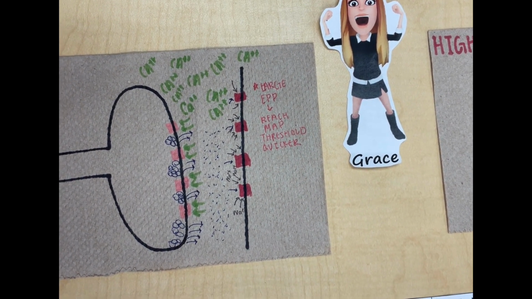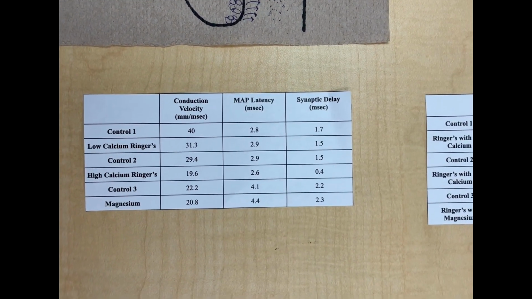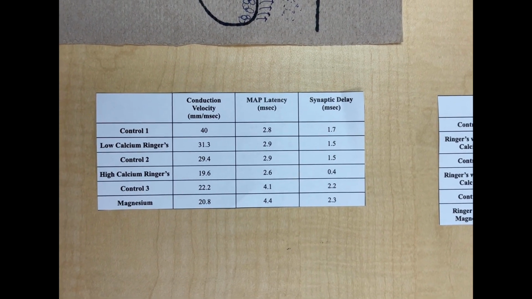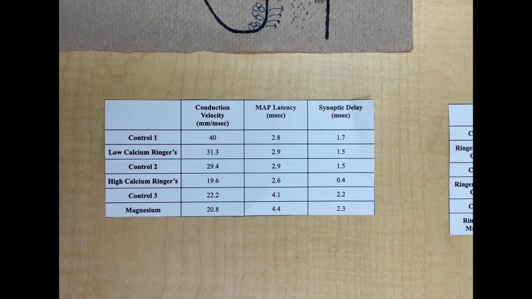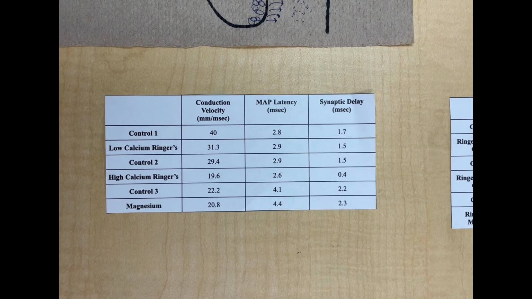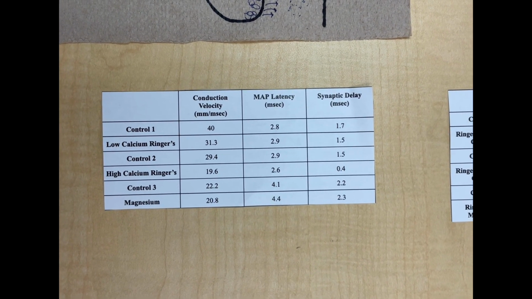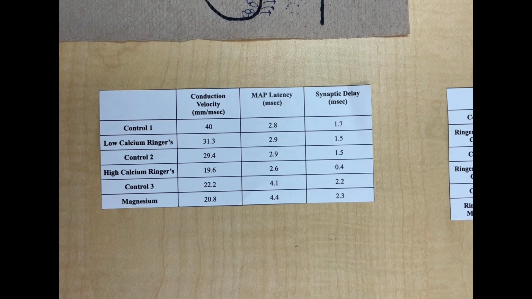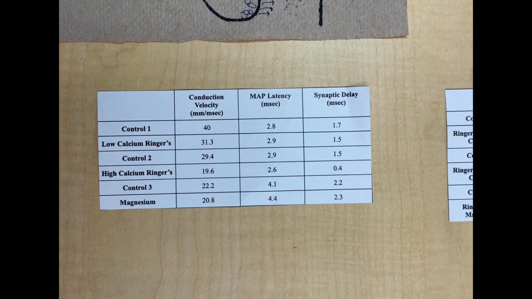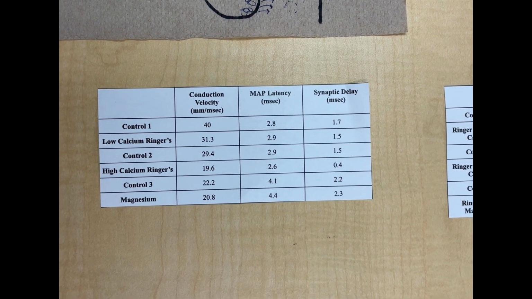For synaptic delay, the latency of the CAP and the nerve conduction velocity for control 2 was 34 milliseconds and 29.4 millimeters per millisecond respectively. The conduction time from the negative stimulating electrode to the negative recording electrode of control 2 was 1.5 milliseconds. The MAP latency and synaptic delay for control 2 were 2.9 and 1.5 milliseconds.